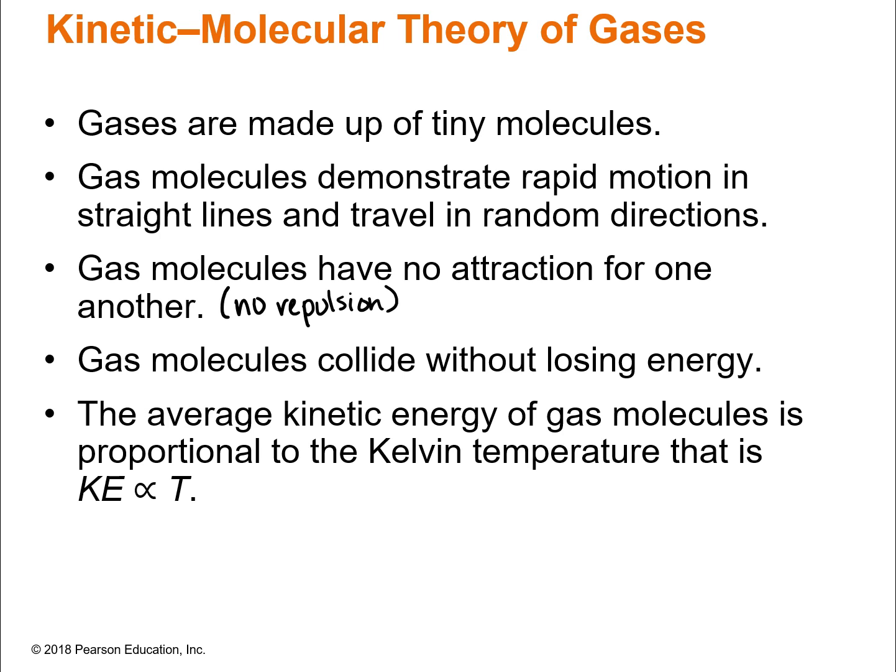It's like bumper cars. When you're driving around, you bump into someone, you just kind of bounce off of them, and you keep going. The average energy that a gas molecule has is related to the Kelvin temperature. So we've been doing all of our operations with Kelvin temperature. The reason is because the kinetic energy is related to the Kelvin temperature, not Celsius.